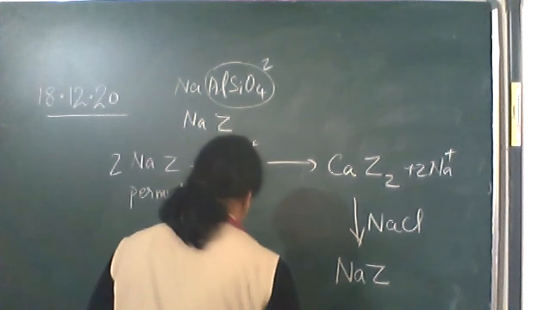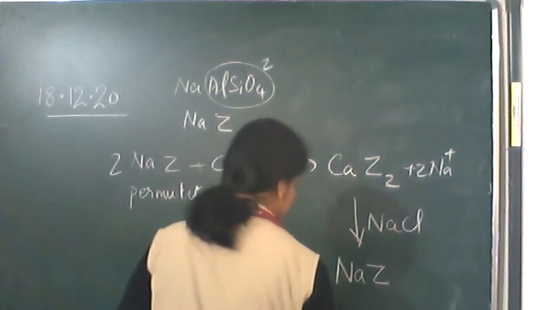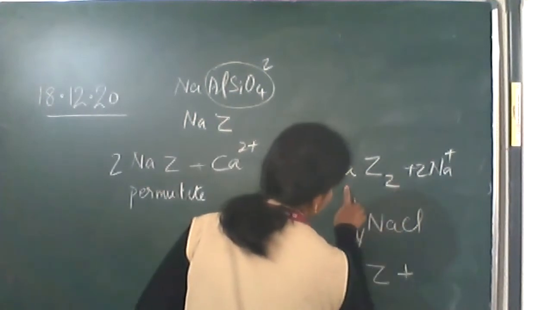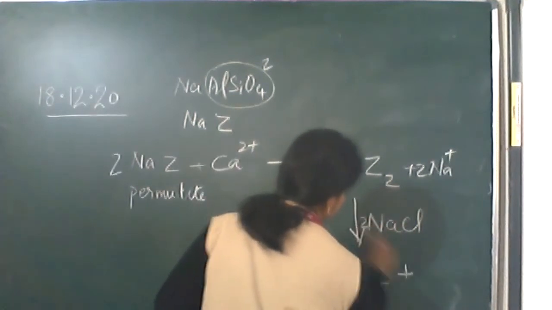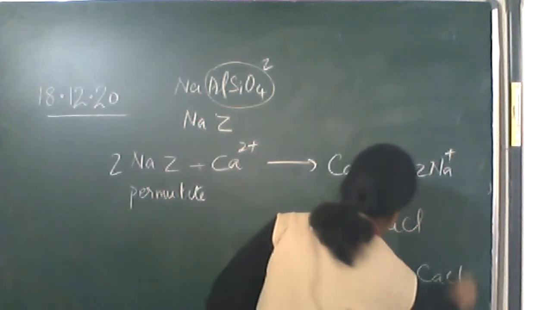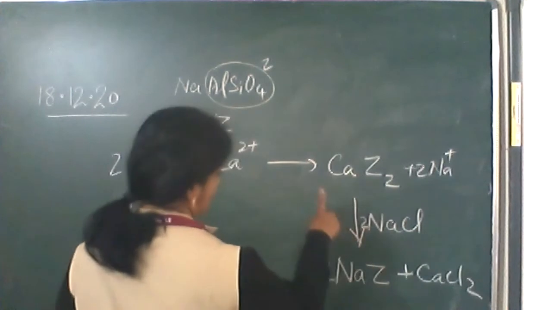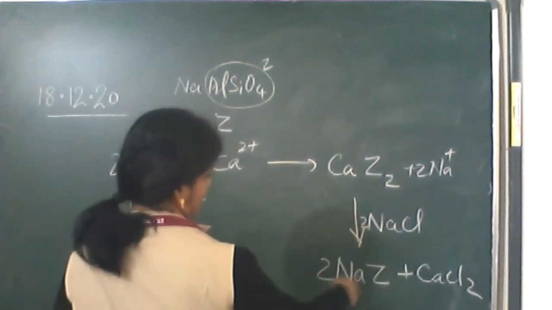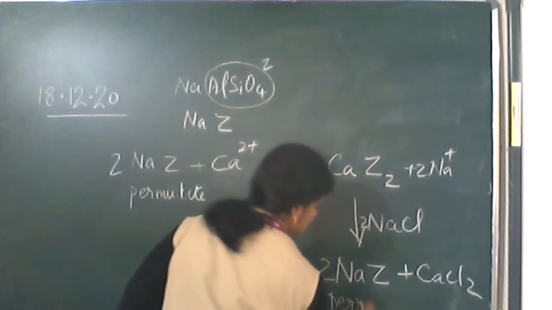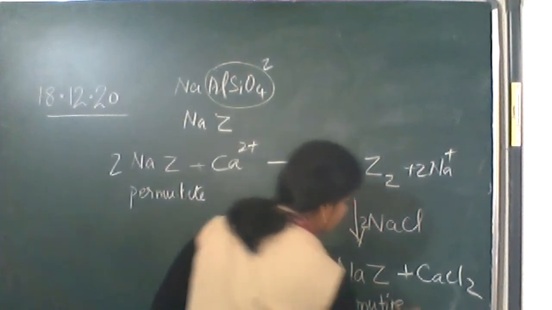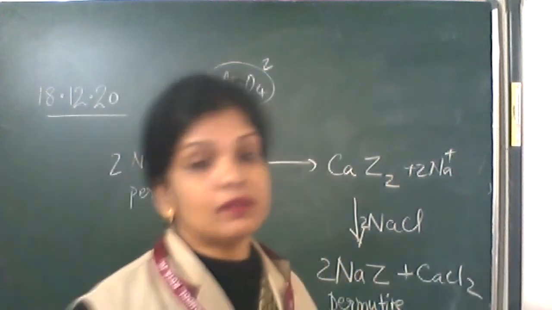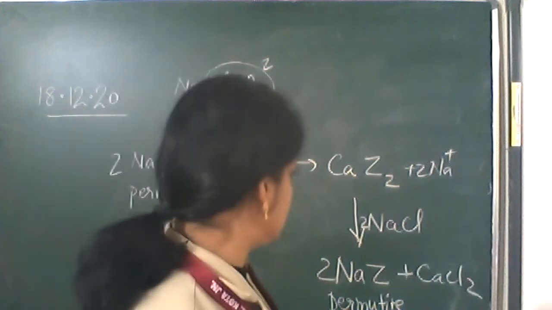This is the method. So you can write it as CaZ2 plus 2NaCl gives 2NaZ plus CaCl2. So you can regenerate this permutit. Again, using this permutit, you can soften the hard water. This is the permutit method.